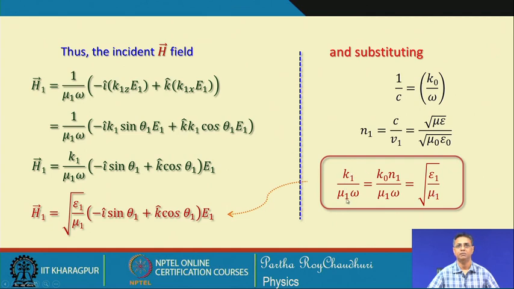k 1 by epsilon mu 1 omega can be written as k 1 is k 0 n 1, which will include the refractive index of the medium, and mu 1 omega, mu 1 anyway is mu 0 in this case. So, for each of the media we can write this 1 by mu 1 omega is equal to epsilon 1 by mu 1 under root of that. So, we will use this value for each of the magnetic field components.